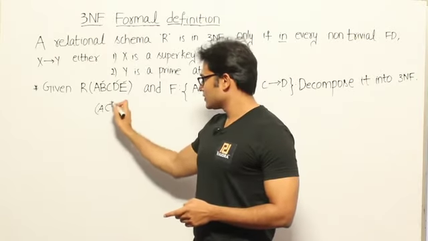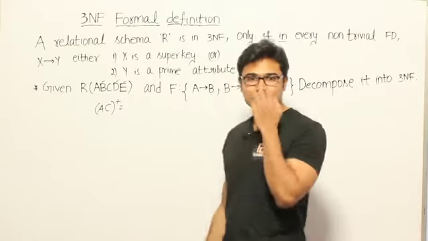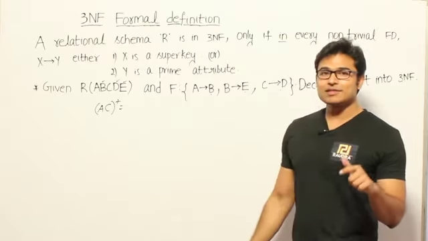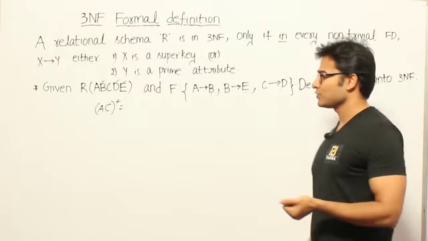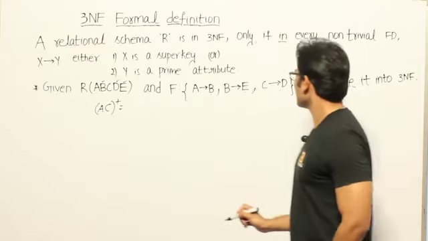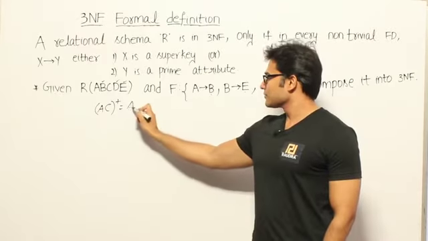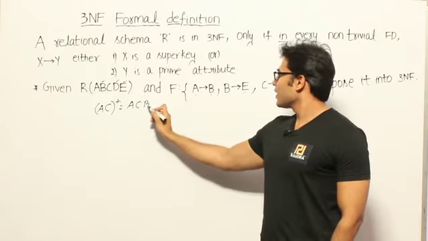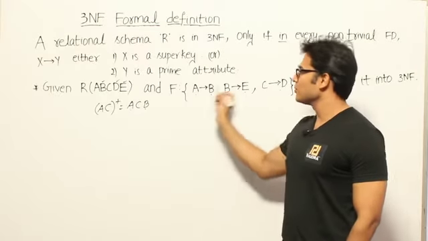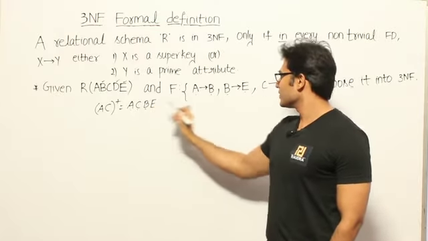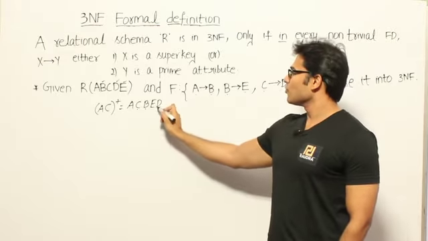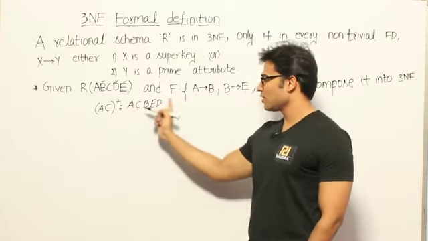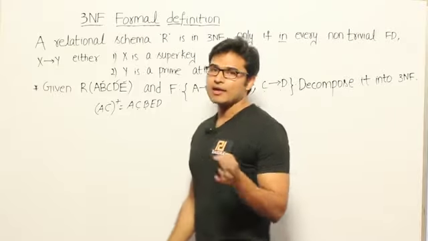Let's try to find out if AC plus is enough, which means if AC is going to be a candidate key or not. So for that reason I am finding out AC plus. Then what do you get? AC, because A is there and A is here, I can include B, and because B is here, I can include E, and because C is here, I can include D. Therefore AC is able to cover all the attributes, which means AC plus contains all these attributes. So AC can be a candidate key.